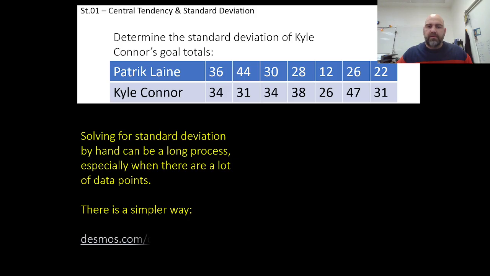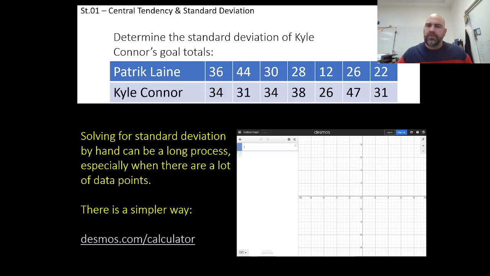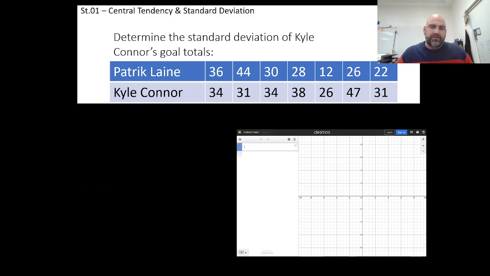The simpler way: desmos.com/calculator. It's a free program that is provided by Google, and you can go through and use it to graph things out. And we can also use it with some statistical things, especially measures of central tendency and standard deviation. So how do we do it using Desmos?